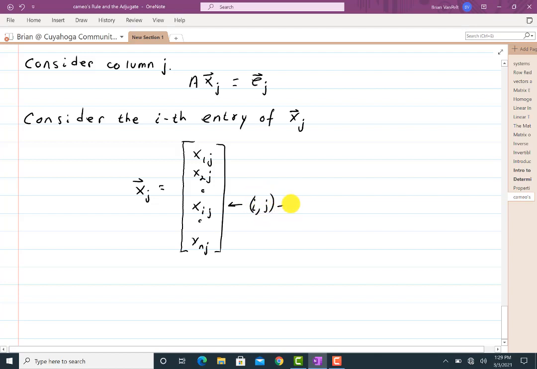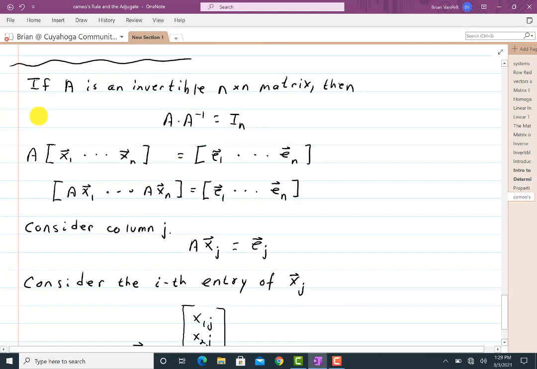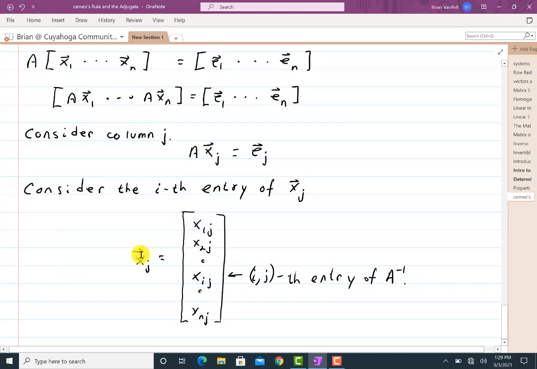That's the ijth entry of A inverse. And that makes sense if you think about it. I am picking out row I, and it's in column J already. Remember, these x's were the columns of A inverse. So this is the jth column of A inverse. This is the ith entry in that column.